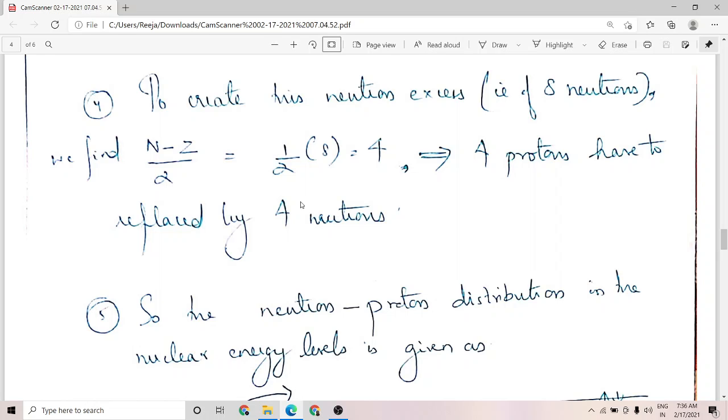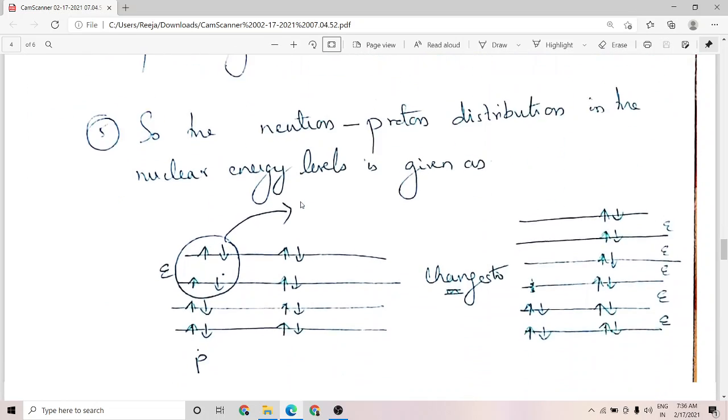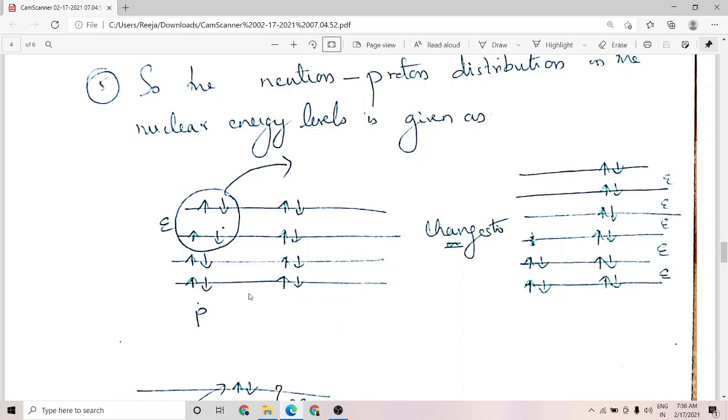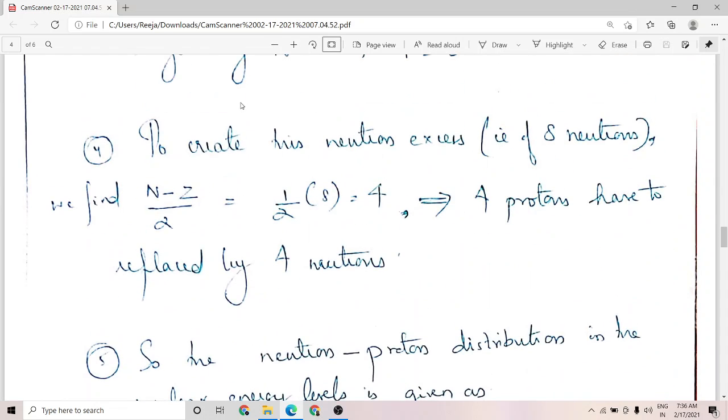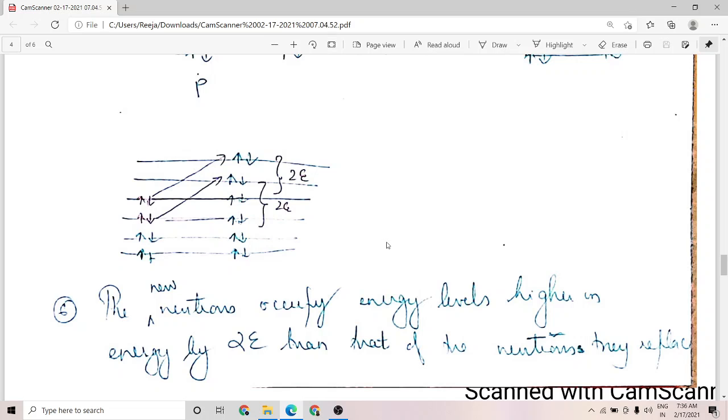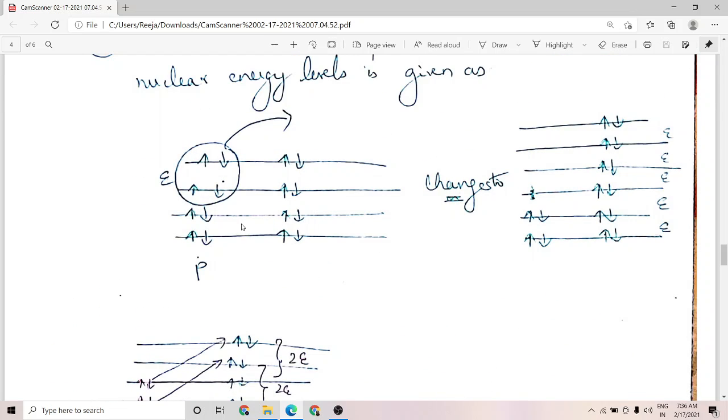Is this true? Let us see a representation here. Initially we took both as equal, that is 8 protons and 8 neutrons. Now what we do is we replace half of N minus Z. What is half of N minus Z? In this case it is 4. So we replace 4 protons with 4 neutrons. That is, the 4 protons here are removed, and instead of that we add 4 neutrons. So 4 protons have been removed and 4 neutrons have been added.